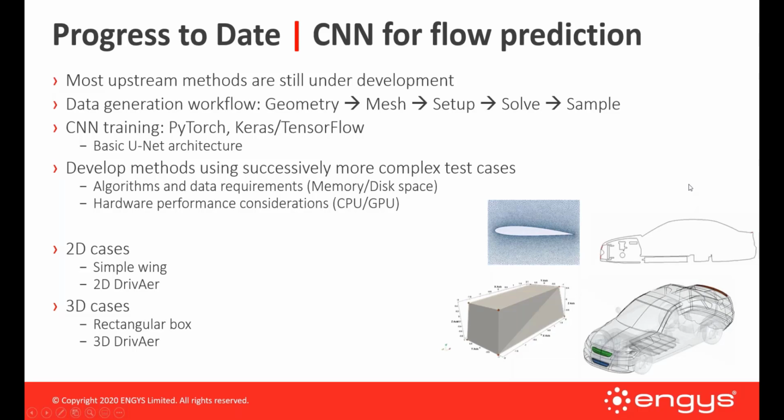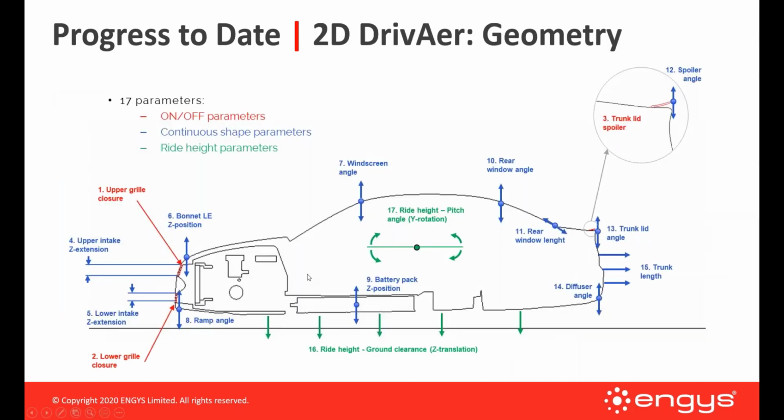Then in order to get it to 3D, we're starting with something very simple just to test the systems, a rectangular box with some moving vertices. And then finally, we'll be looking into the 3D DrivAer itself, the whole vehicle. This is the preliminary stage. Eventually, of course, we want to apply it to a real vehicle development process, but that's some years down the line yet. So this is the 2D DrivAer and its parameterization.